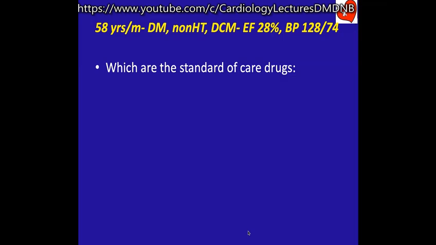58-year-old male, diabetic, non-hypertensive, dilated cardiomyopathy, 28% ejection fraction, normotensive. What are the standard of care drugs? You know what standard of care drugs mean? Guideline-directed treatment. What are all the drugs this patient should be receiving or can receive? Come on, quick here. Don't take time. These are common questions. Otherwise, we can't cover many slides if we go at this pace.